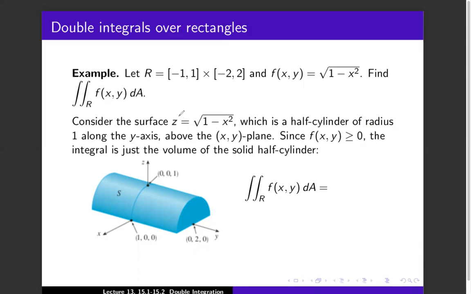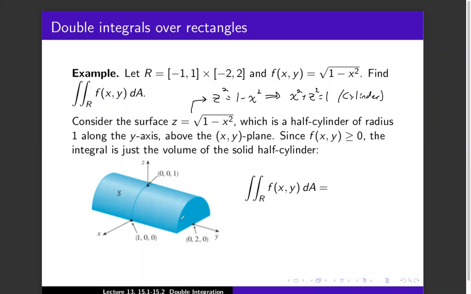Well, if you think about this, the surface z equals root 1 minus x squared, what would that mean? That's the same thing as saying z squared equals 1 minus x squared. Or to put that another way, x squared plus z squared equals 1. That's just a cylinder. And in particular, it's a half cylinder, and the reason you know it's a half cylinder is because this function is positive. It's only talking about the top half of this thing. So the integral is the volume of this upper half cylinder.